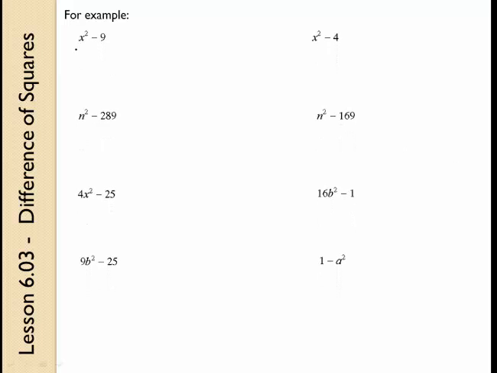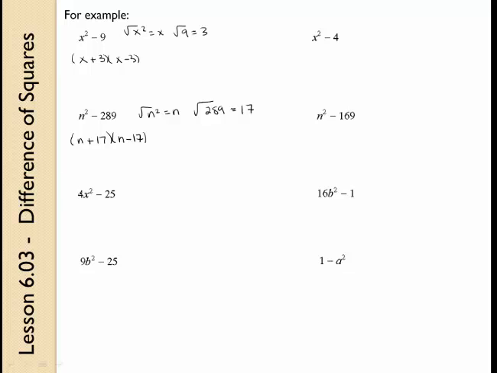X squared minus 9. The square root of x squared is x. The square root of 9 is 3. So x plus 3, x minus 3. Here I have the square root of n squared is n. The square root of 289 is 17. So I'll have n plus 17 times n minus 17.